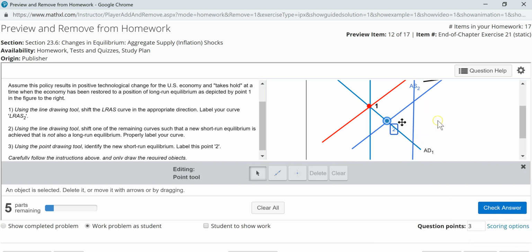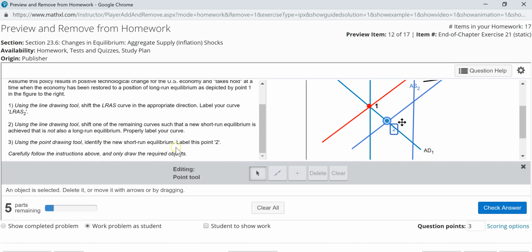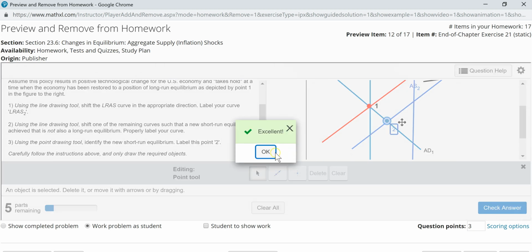Otherwise, if the AS curve shifts all the way there, yes, the movement of the economy will stop, but that doesn't meet this requirement. Basically, this is asking for some intermediate equilibrium. It's not a long-run equilibrium yet. So I think that's it for this question. Now let me check whether I got it right. Yes, excellent.